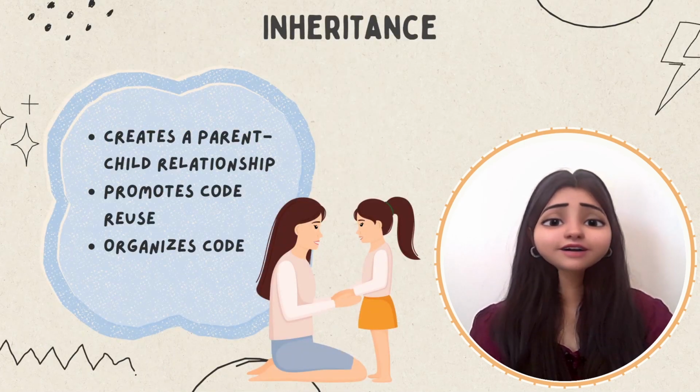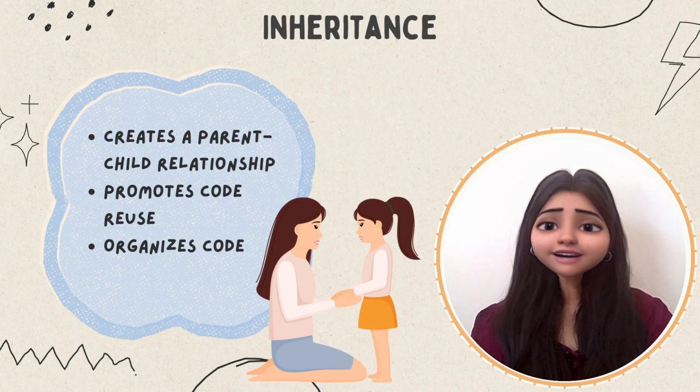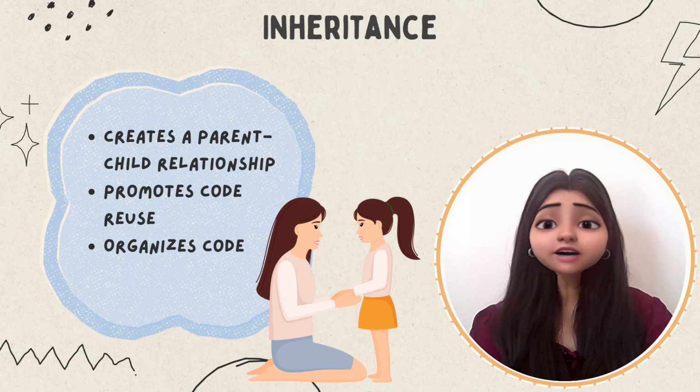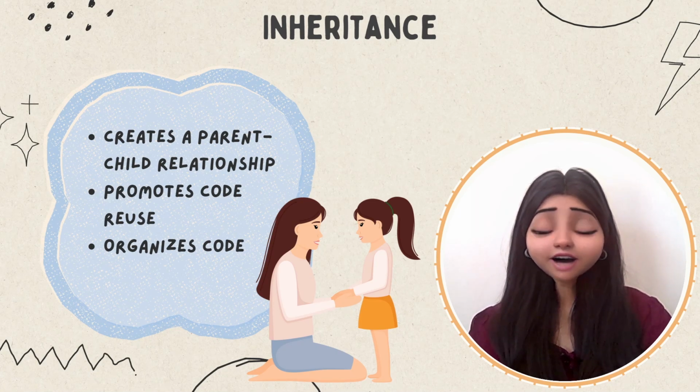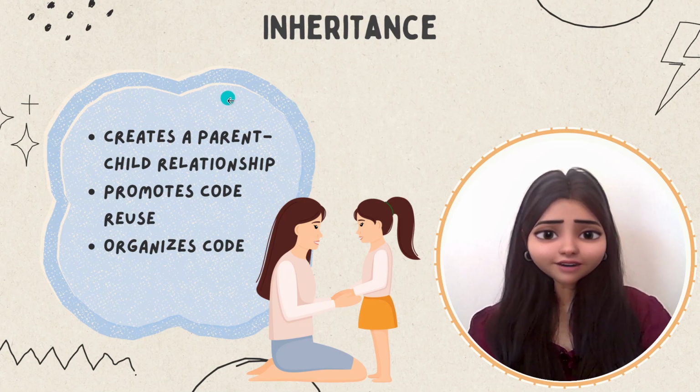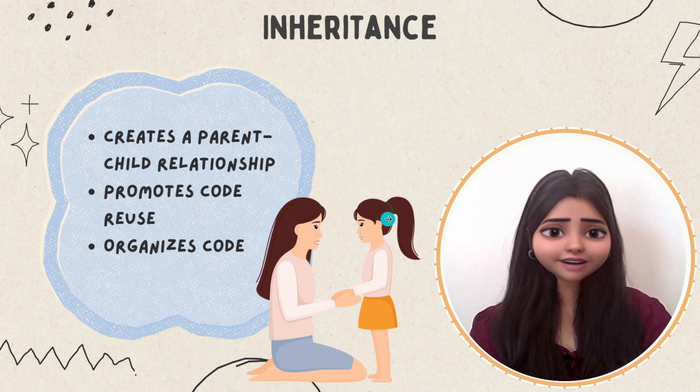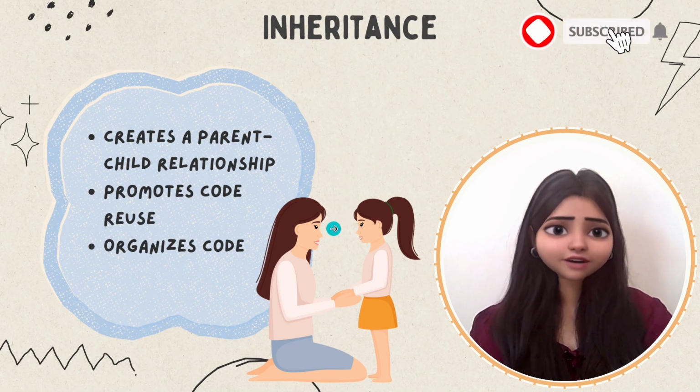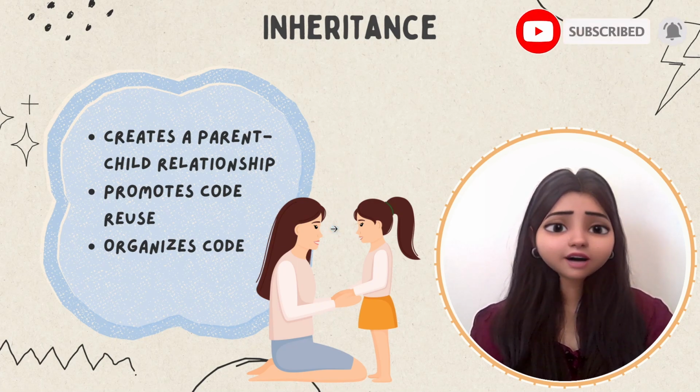Now moving on, let's talk about inheritance. Inheritance allows one class to use the features of another class. Think of it like a child inheriting traits from their parents. Here you can see that the color of both mother and daughter is the same, right? So this is an example of inheritance. And in a similar way, in OOPS concepts we have this too.